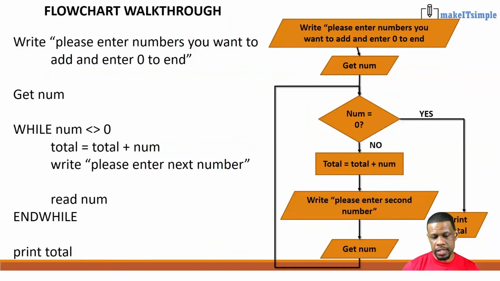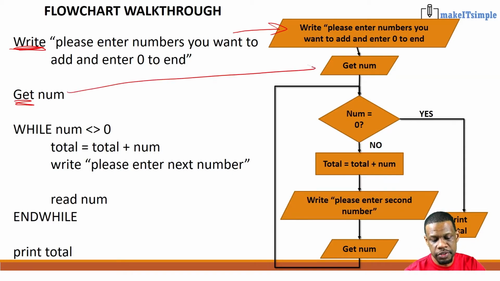Let me escape it. So let's go through another question just to make sure you're clear and you understand. This one says, please enter the numbers you want to add, which is the start. That is going to be a parallelogram because it's a write command, meaning it's an output command. Anything that has an output command must be in a parallelogram. Get number, that's an input command, so you're using the same parallelogram again. Now when you have an input command and an output command, you have to put them in separate parallelograms. But if you have two output commands, you can put them in one parallelogram. If you have two inputs, you can put them in one. But don't mix them up. Separate them for your sake.